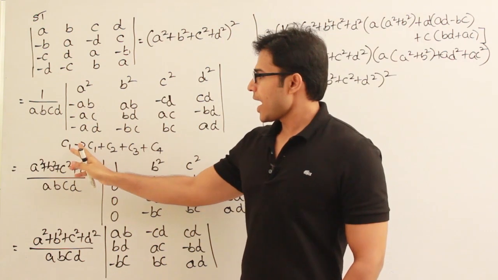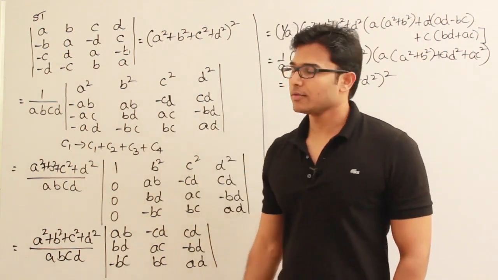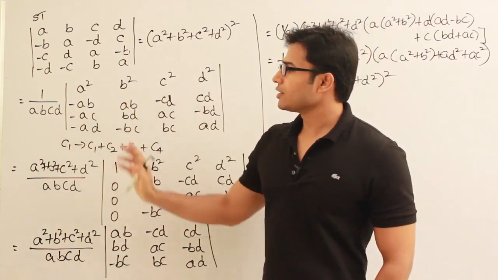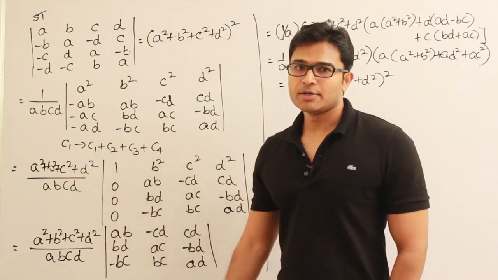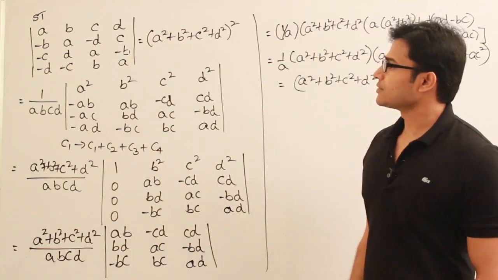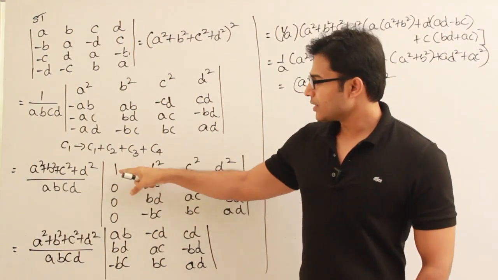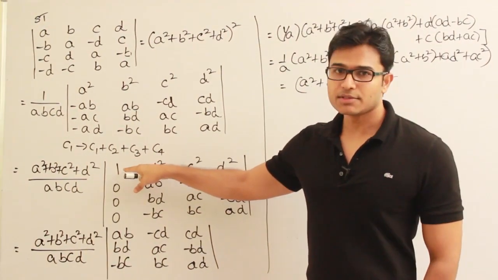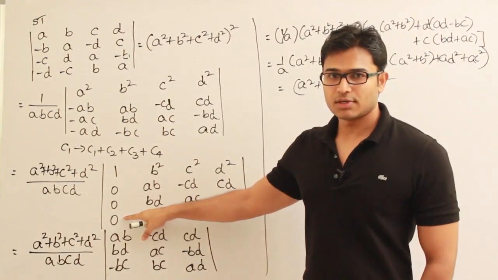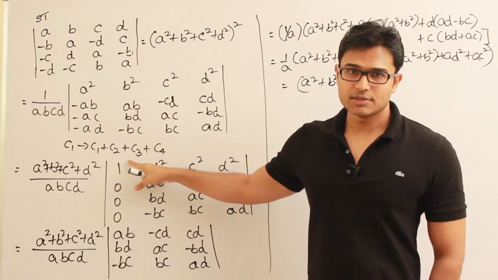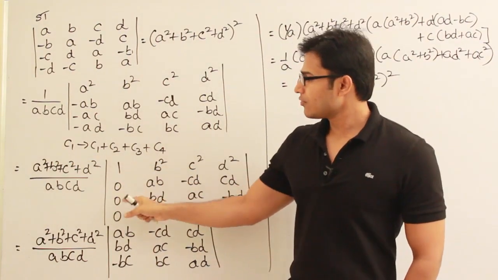So I'll add up all the columns and replace the result in the place of the first column. Now when I add up all these columns, I get 0. And when I add up all the elements of the first row, I get A square plus B square plus C square plus D square. So the first column is going to have A square plus B square plus C square plus D square here, and in the remaining elements I am going to get zeros, right? I am pulling it out as common, therefore I got 1 here.